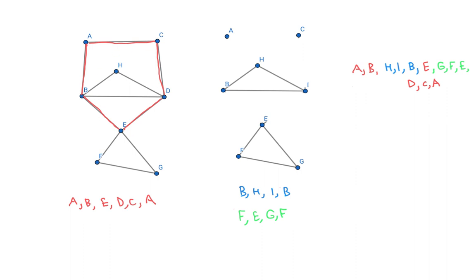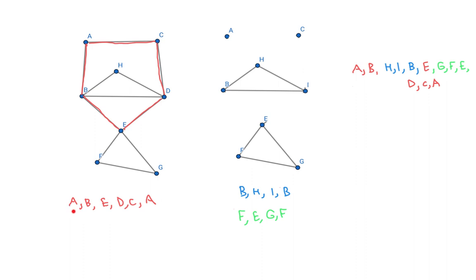Here's the graph we've been working with. We see a cycle exists, A, B, E, D, C, A. We delete the edges of that cycle, and we end up with this graph. We see that there are 4 components, and the degrees of each vertex in the components are even. And so by induction, there has to exist Euler circuits of each of these graphs. So B to H to I to B would be an Euler circuit for this graph. F, E, G, F would be an Euler circuit for this graph.